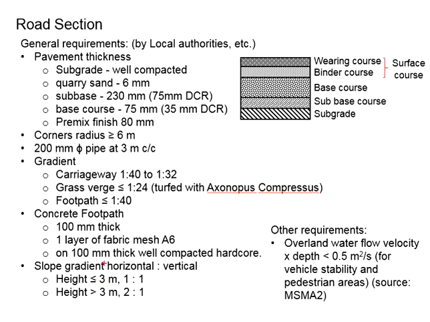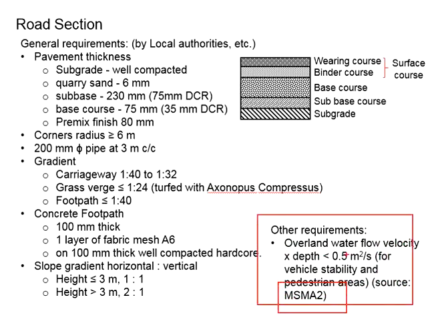In the case that you will require a steeper slope, then the slope needs to be properly designed. The calculation steps need to be demonstrated and submitted to the local authorities for approval. The other requirements for the road sections include the velocity of overland water flow, that not to exceed 0.5 meters square per second, in order to ensure the stability of the vehicles and the safety of the pedestrian. This requirement can be obtained from MASMA 2.